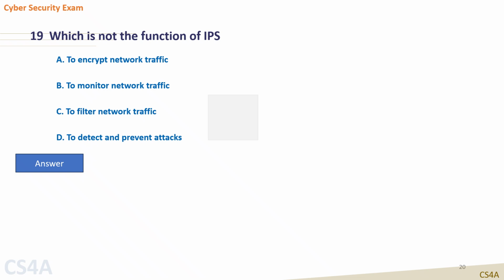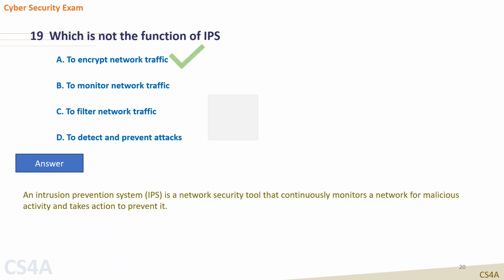Here the question is what is not the function of IPS? Here the keyword is not the function. Okay, to encrypt network traffic. IPS won't do the encryption, so that might be the correct answer. To monitor network traffic, yes, IPS will monitor network traffic. To filter network traffic, yes, IPS will filter the network traffic to detect and prevent attacks. That is also correct. So option A is the correct one. IPS won't encrypt network traffic.